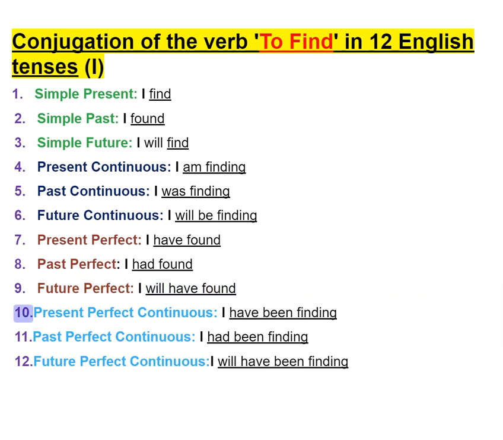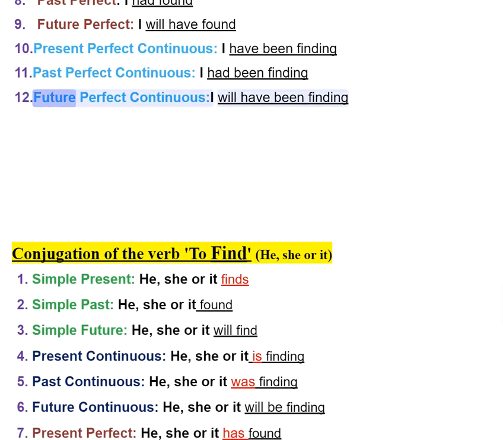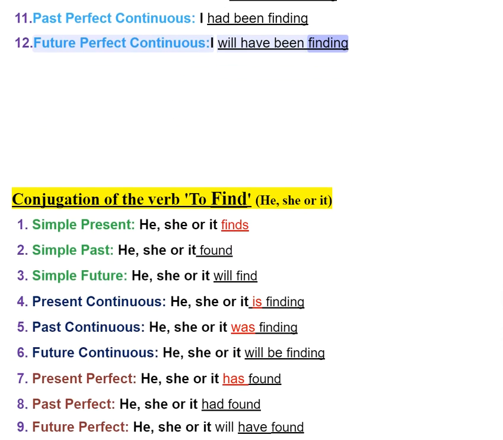10. Present perfect continuous, I have been finding. 11. Past perfect continuous, I had been finding. 12. Future perfect continuous, I will have been finding.